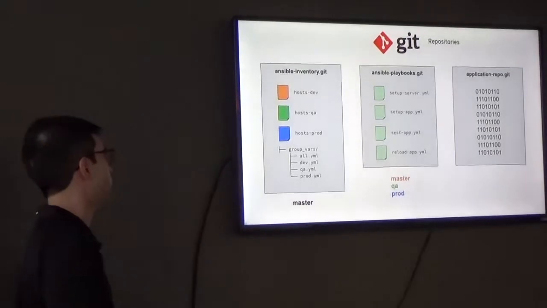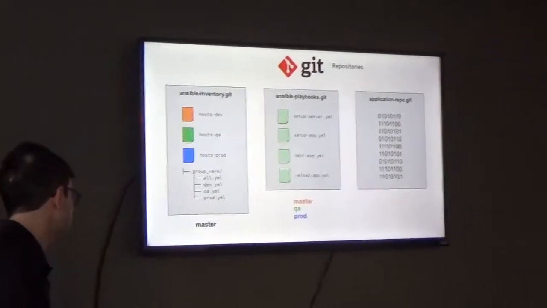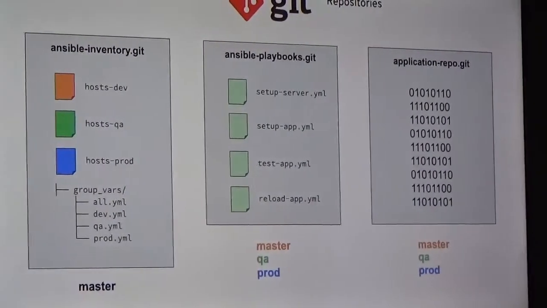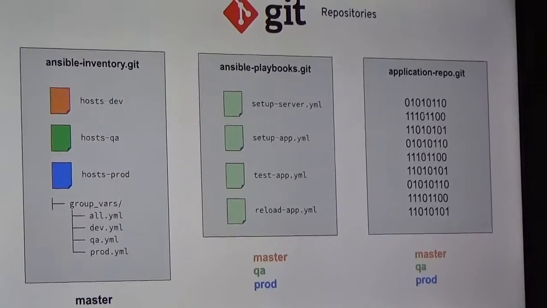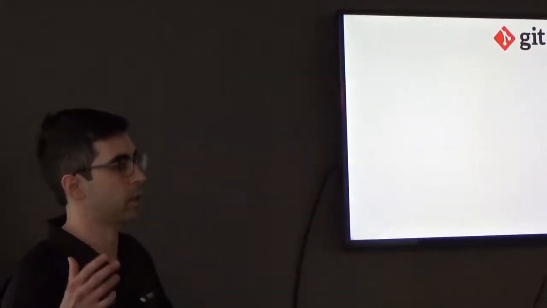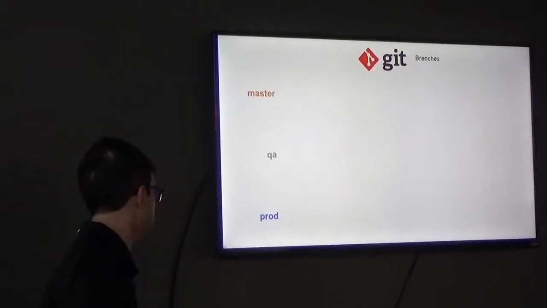We are going to use branching for the playbooks and for the application repo though, and the idea is that we want to have one branch per environment. So we have a master branch, and that'll correlate to the dev environment. We have a QA branch that'll correlate to the QA environment, prod to prod. And if you're not familiar with Git, not everyone is, right? With branching, it can be kind of complicated. So I just want to visualize what I mean by using the branches.